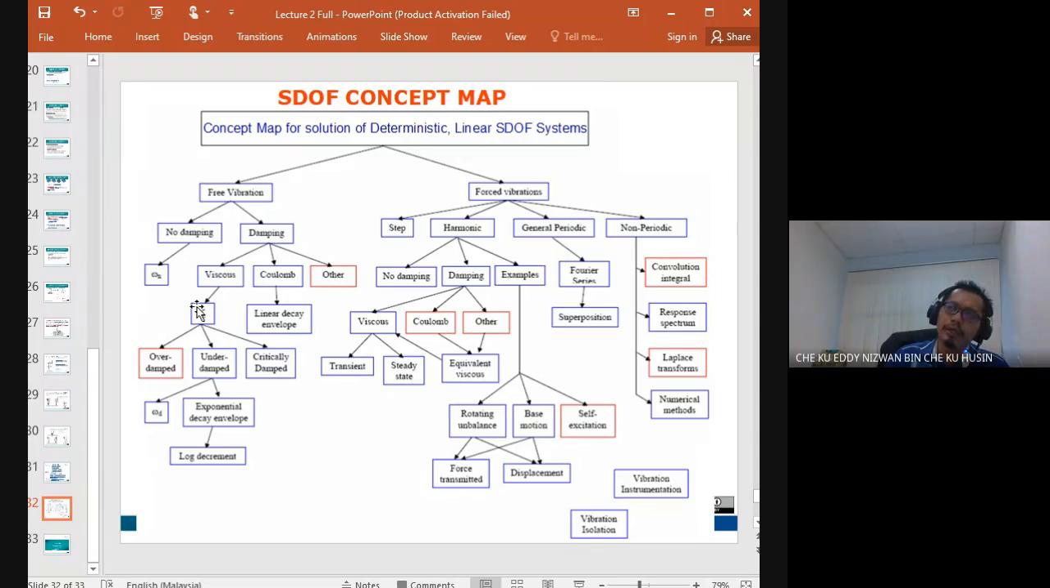If the damping is higher than critical damping, it means there is no oscillation for the free vibration. If you excite the system with high damping, you press it and it just goes back to the original equilibrium position. There is no oscillation. That's how damping plays a role in free vibration. The same goes for overdamped and critically damped, where there is no oscillation after you give the initial disturbance. So that's the free vibration, and then we go for the forced vibration.